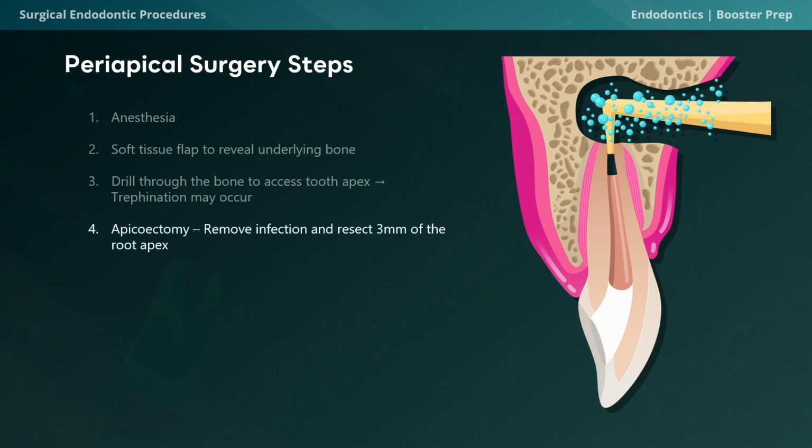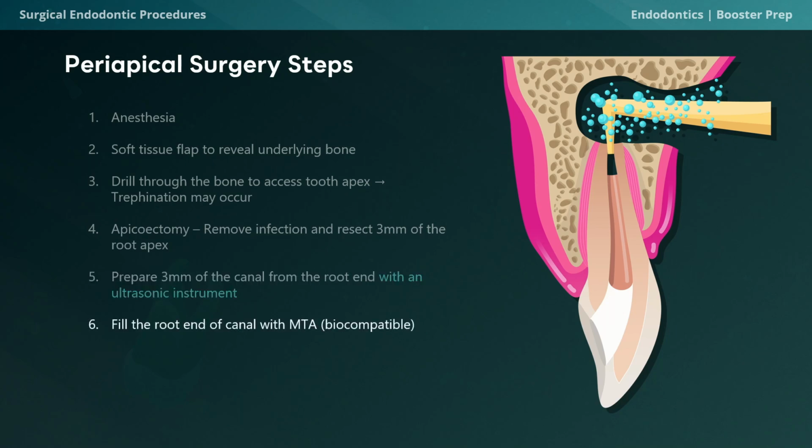Next, we have the apicoectomy procedure itself, which again is just the removal of the apical portion of the tooth, typically 3 millimeters worth. And we also remove any infected tissue surrounding the root as well. So once this is done, we use an ultrasonic instrument to prepare the last 3 millimeters of the canal from the root end before filling the root end with MTA. Finally, we suture the soft tissue flap and allow time for the bone to heal.